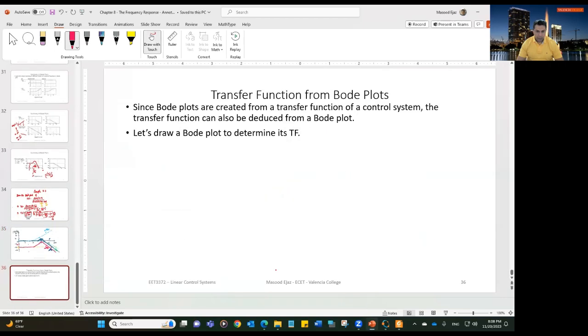I had one more thing. If you have the Bode plot, how you can determine the transfer function. We have some time, so let's do one example real quick.